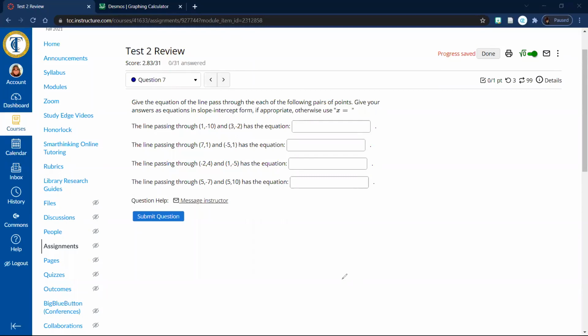So this one, again, you're looking for an equation. You want the line passing through 2 points. So again, m equals y2 minus y1 over x2 minus x1. And then we eventually want to get into slope-intercept form, which is y equals mx plus b. Notice it does have a note. It says if appropriate, use x equals. So it could also be like x equals a.